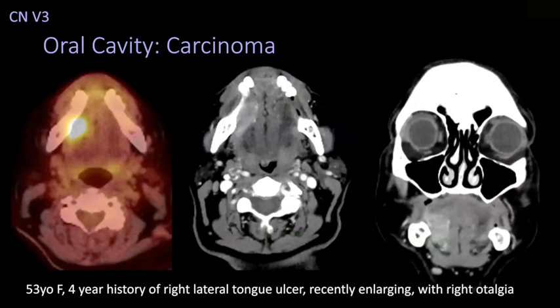Pathology of the oral cavity can also cause otalgia. So this patient had a 4-year history of a right lateral tongue ulcer that was recently enlarging and also had right-sided otalgia. And here we can see that there is an enhancing FDG avid mass in the right floor of mouth that was a squamous cell carcinoma.